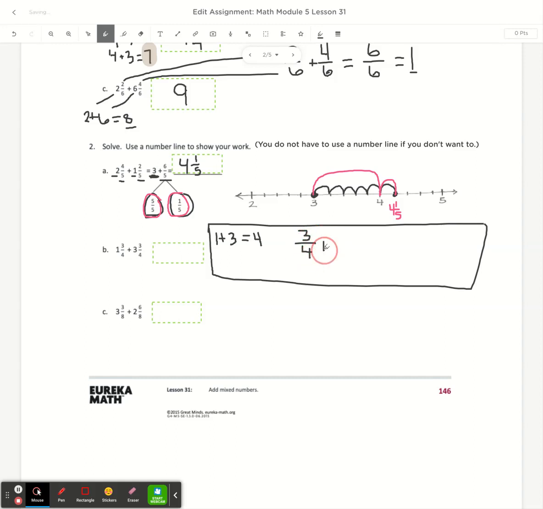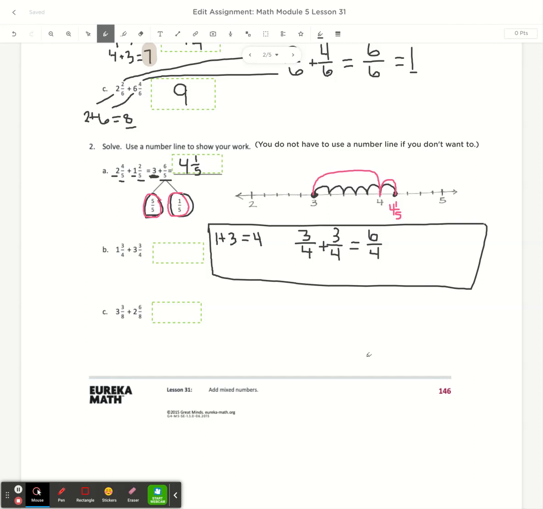So yet again, the denominators are the same. So when we add them together, we just keep the denominator the same. We don't mess with it. And now we just add our numerators together. So we have 3 plus 3. Well, I know that 3 plus 3 is equal to 6.